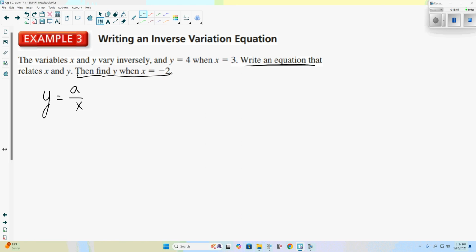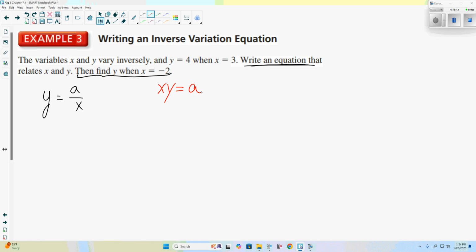There's 2 parts of this. The homework is going to ask for both parts. But the first thing we need to do is find the value of a to get our equation. There's 2 ways we can do it. One of them is using this equation here. Or we can say that x times y is equal to a. We can use the equation we just used to determine if it is inverse.